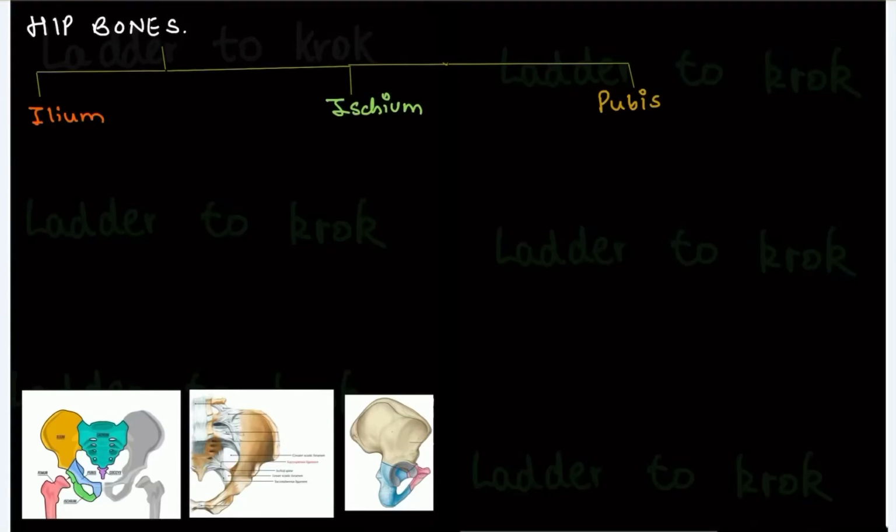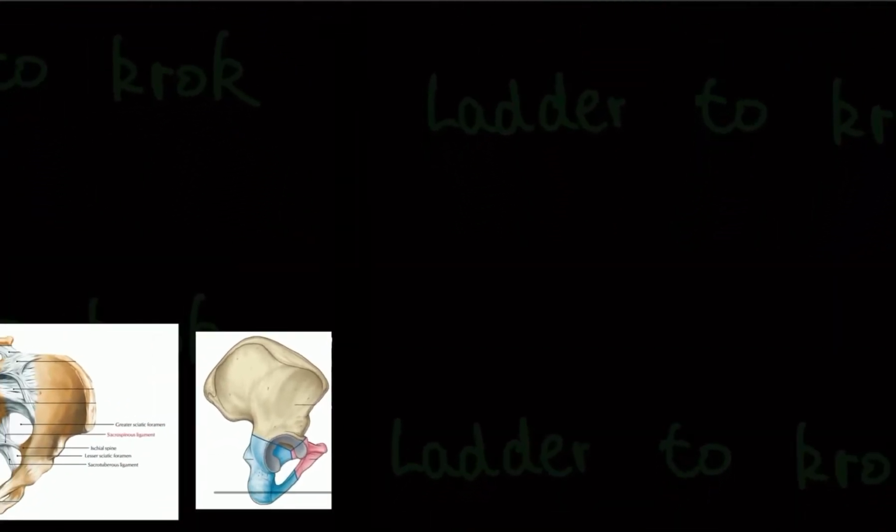Hello guys, welcome back. So let's start with a new topic, that is hip bones. So hip bone comprises of three main bones, that is ilium, ischium and pubis. But before moving on with the bones, let's know about the articulations which are present at your hip.